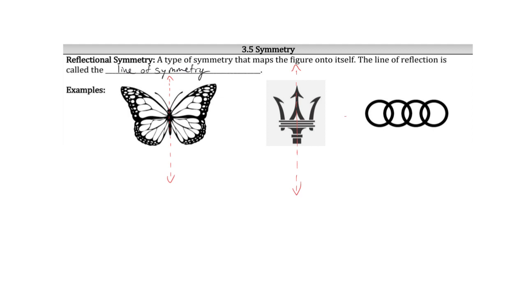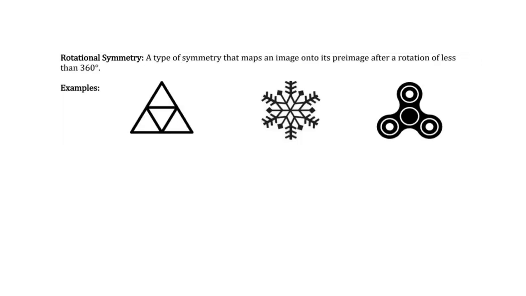The last image, we can actually do a horizontal line, or we can do a vertical line through the middle. Either one makes a reflection over that line to the other side, making it symmetric. All right, so this is reflectional symmetry. The next one is rotational symmetry.